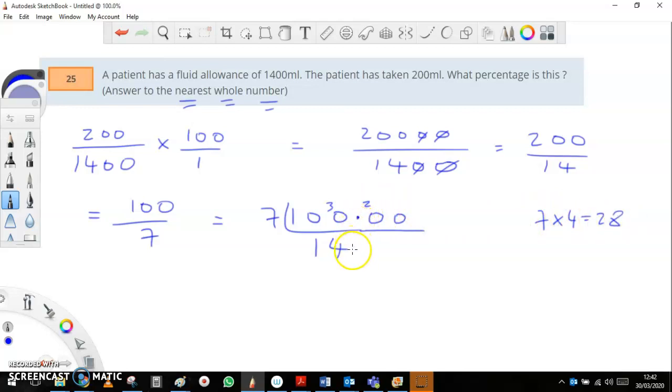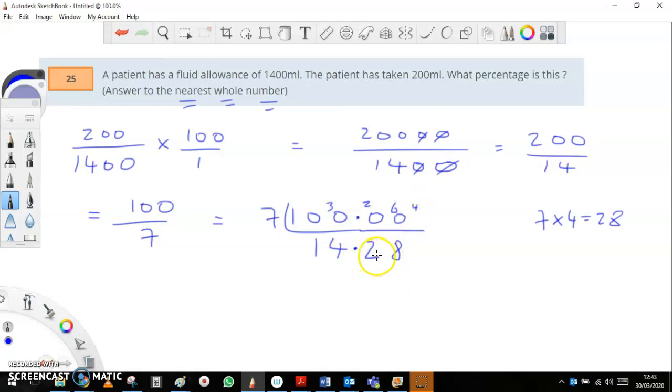Now, we bring down the decimal point. 7 into 20 goes twice and 6 over. We can stop there because it's going to be 14.2, or we can go one more. So 7 into 60, 7 eights are 56, so 7 into 60 goes 8 times and 4 over.